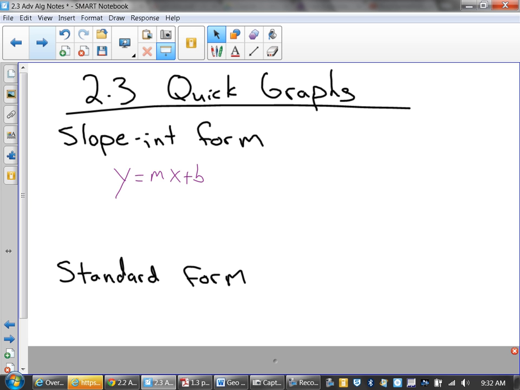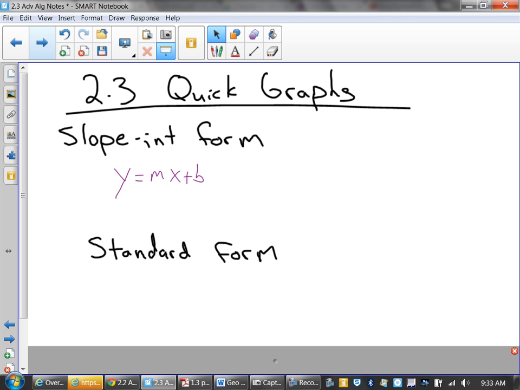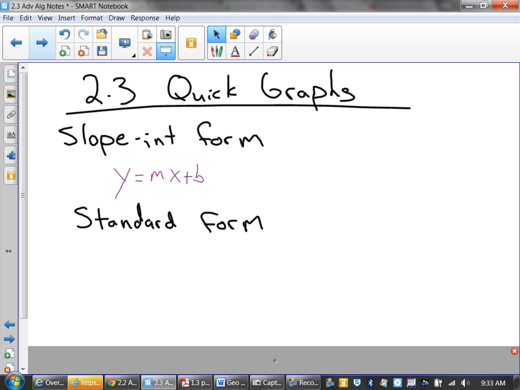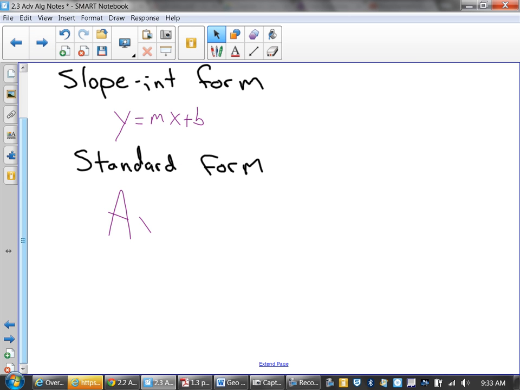The other one is standard form. Now, standard form, if you recall back from your Algebra 1 class, looked like this: Ax plus By equals C. Do you vaguely remember that? It's okay if you forgot it. It's not that big of a deal. And with that, there were some simple rules that came along with it. I think the first rule was A and B both can't be 0.